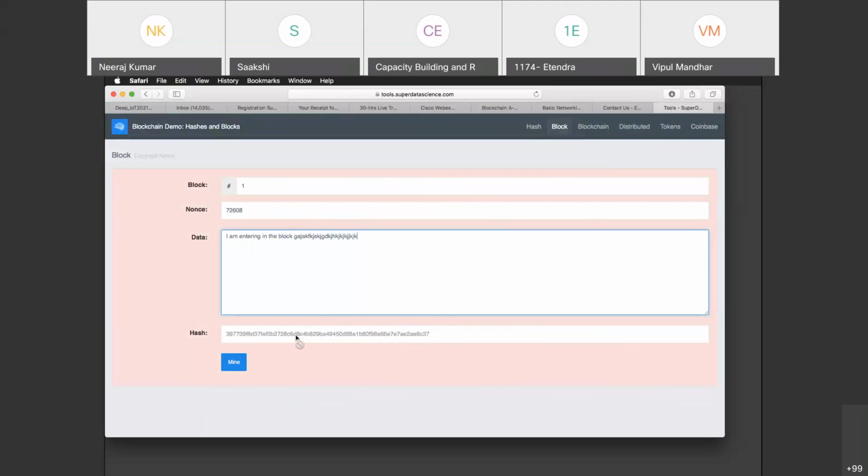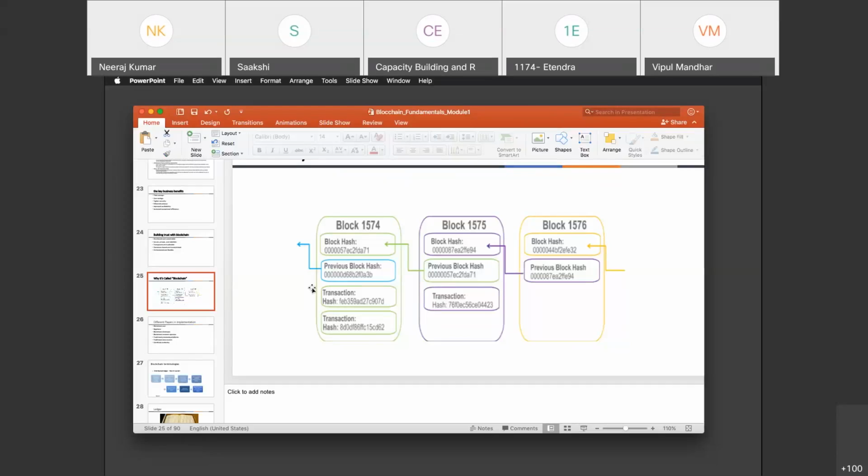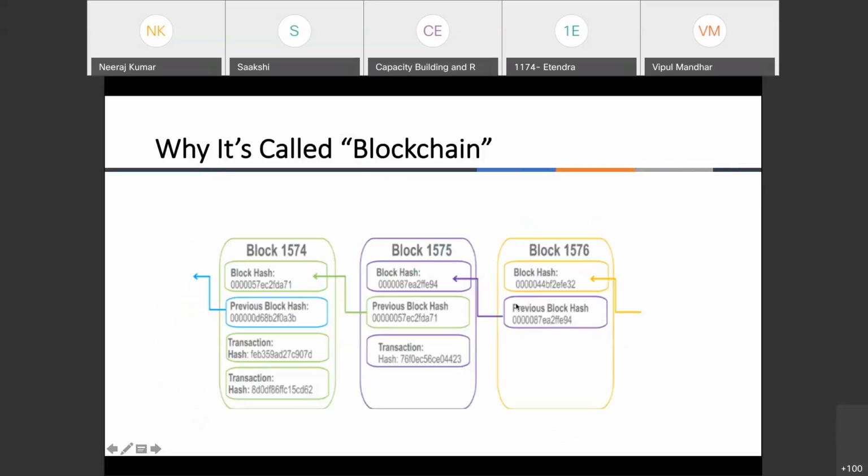So this is the beauty of blockchain, that we can change this value, and using this value we can explore how reliable this is with respect to inclusion of a particular block in a blockchain network. So we come back again to the slide mode.